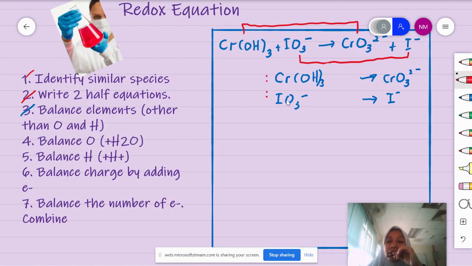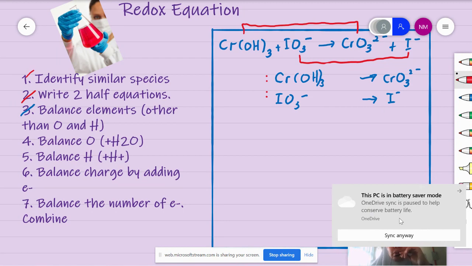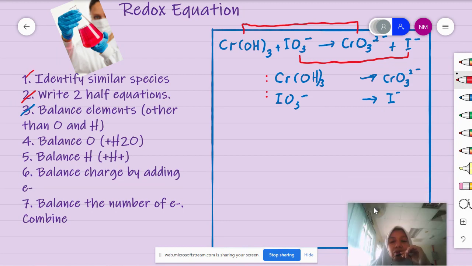Let's have a look at the second one. We have I here. Don't consider oxygen yet. And then we have I minus here. Both are exactly balanced, 1 and 1. Therefore, step 3 is done. Now, we can proceed with step 4.